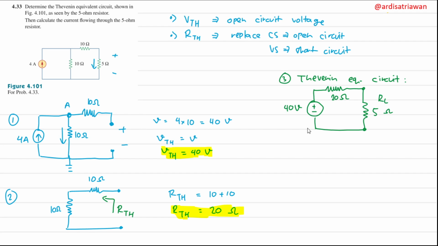And then what is also asked by the problem is the current flowing through this 5 ohm resistor, right? So we can easily calculate that by using Ohm's law. So this is 40 volt. I is equal to 40 volt divided by the resistance, which is 20 plus 5, which is 40 divided by 25. I don't have my calculator here, but we can divide both numerator and denominator by 5. So I will have 8 divided by 5, so the current will be 1.6 ampere.